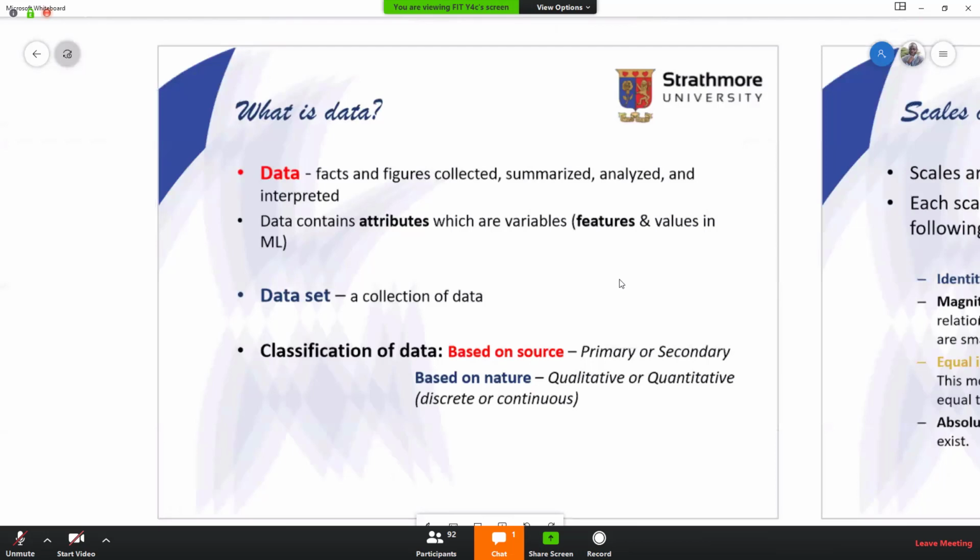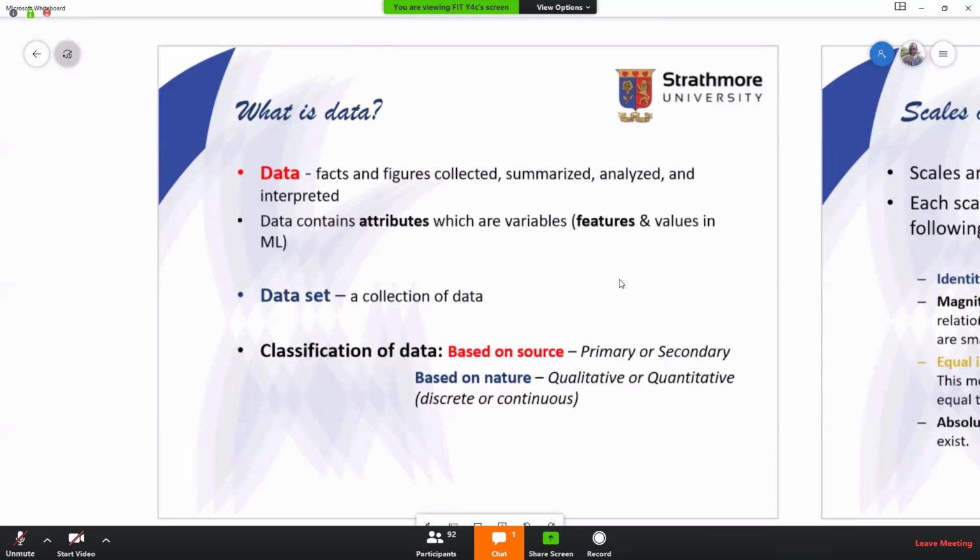Now, you're reminded that data can be classified, number one, based on source, which can be primary or secondary data. Primary data is the one you collect yourself, like we're going to see. It's very important in documentary number 2. And secondary data is that which exists, that you just take and you train your model with.